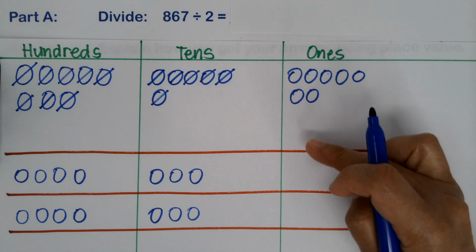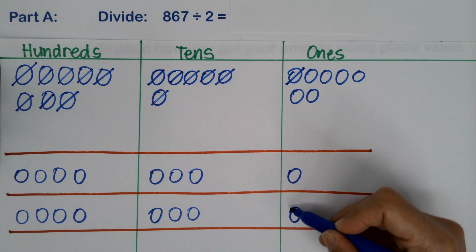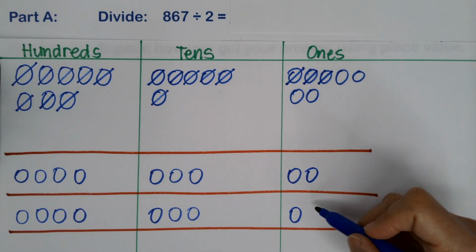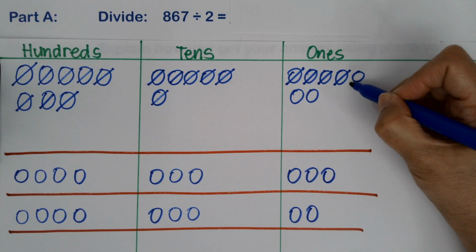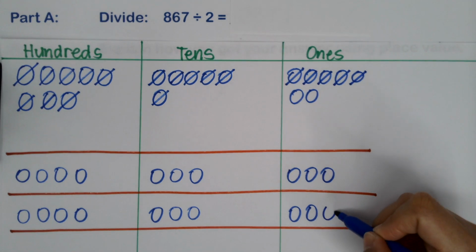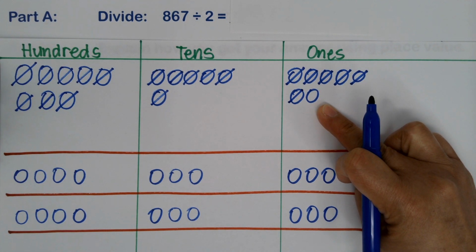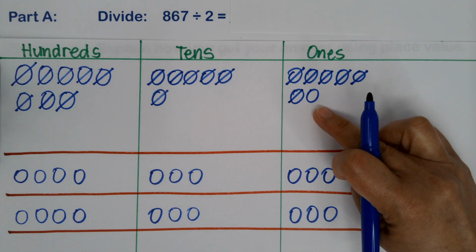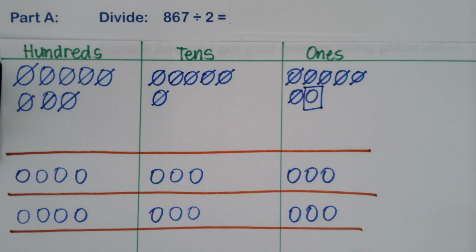So this one goes here, cross that out. This one goes here, cross that out. This one goes here, cross that out. This one goes here, cross that out. This one goes here, cross that out, and this one over here, cross that out. Now this last circle, if you move this circle over here, we won't have enough for the other group, so therefore this circle remains as our extra or remainder.